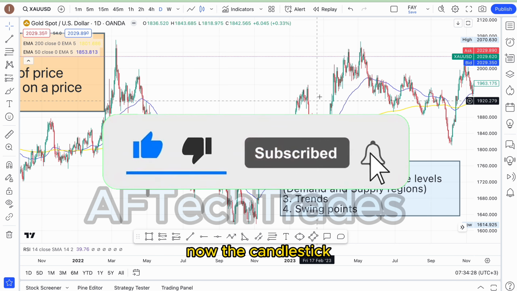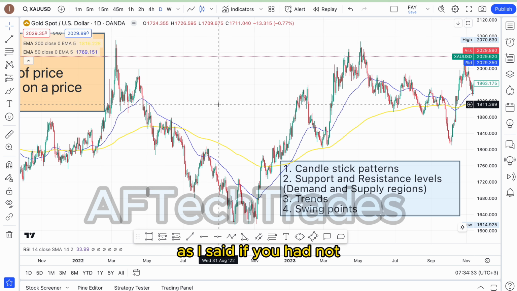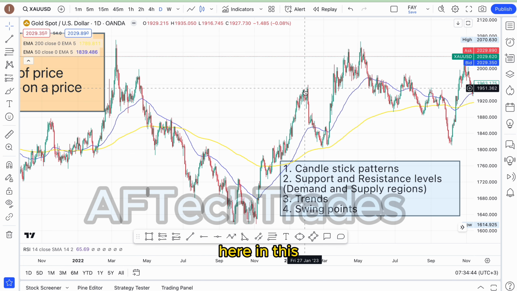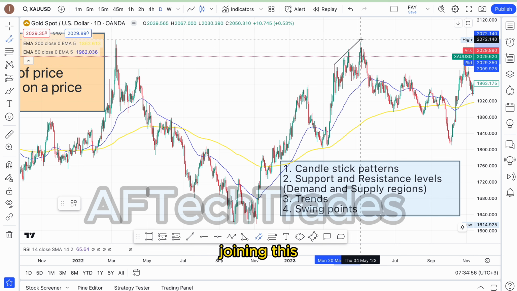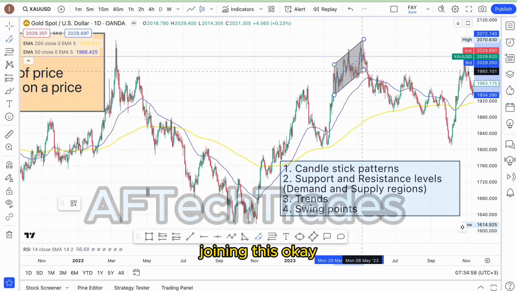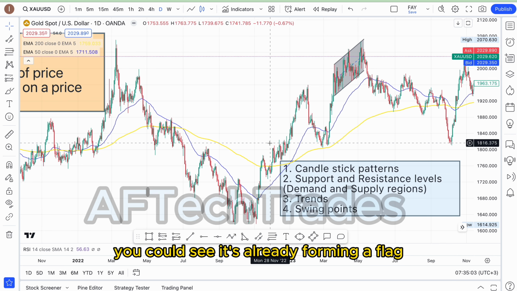Now, the candlestick pattern here, I could see something. There is what we call the flag pattern. As I said, if you go into our channel and search for candlestick patterns, you will see where we have explained in detail what these are. Anyone I identify here, I will just tell you straight what it is. I spot a flag pattern here. Joining this, even before I complete this, you could see it's already forming a flag.